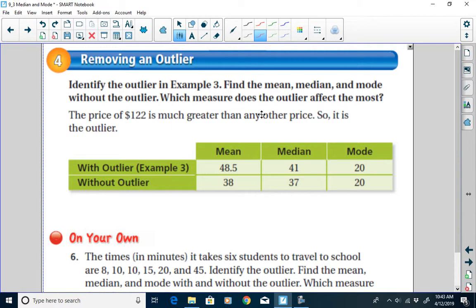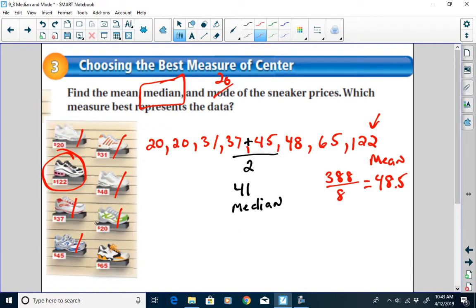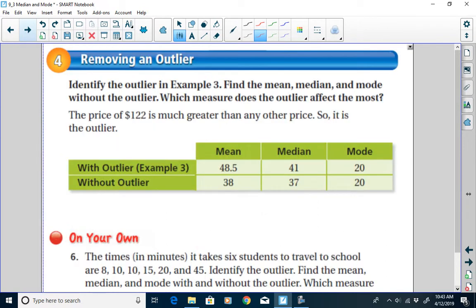Which measure does the outlier affect the most? The price of $122 is greater than any other price, so it is an outlier, right? And that's going all the way back to this problem here. So we're talking about this data, and notice that $122 is way more than any of the other amounts.